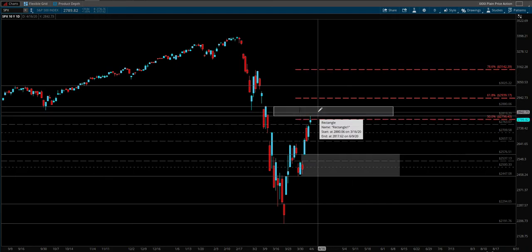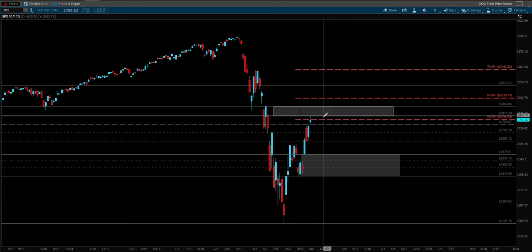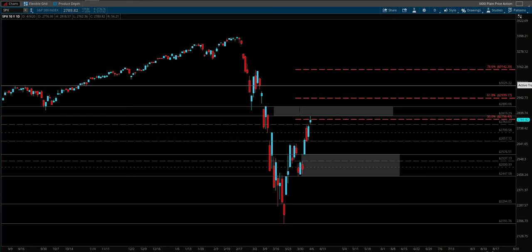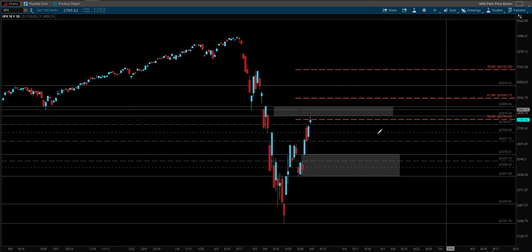If you think this resistance is going to hold, you can start building a short position. If you think it's going to break through, you can either start adding or you can wait for a breakout and try to go long. Totally up to you on what kind of a trader you are, whether you're a counter trend or a breakout trader, or breakdown trader.